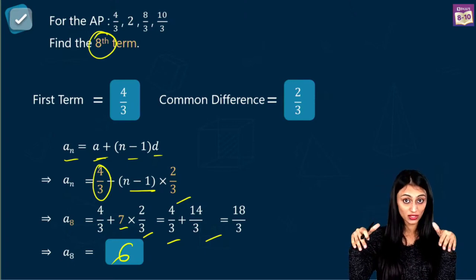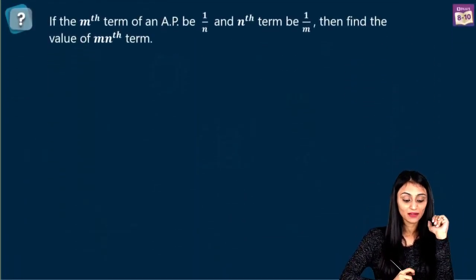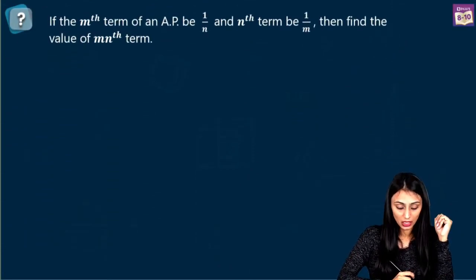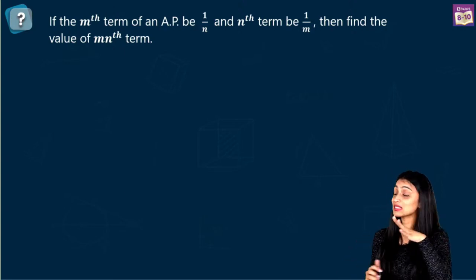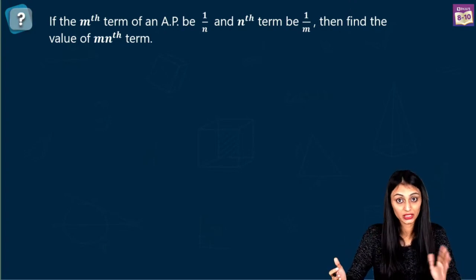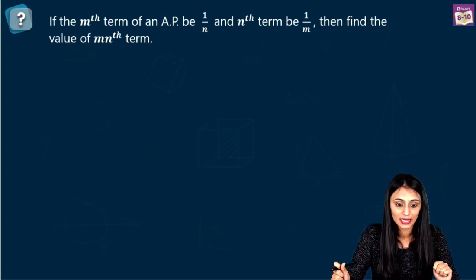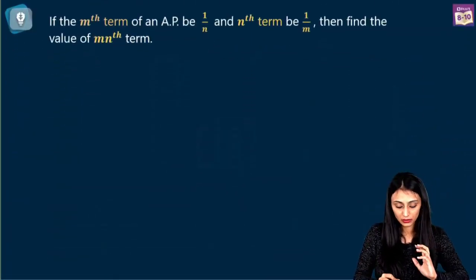Now the next question that we have is a very interesting question and a bit tricky also. If the mth term of an AP is 1 by n and the nth term is 1 by m, then find the value of the mnth term. Now please pay attention to this. These kind of questions you do get in exam, especially in the subjective paper, and Term 2 is subjective. Alright, so let's first write down the given information.